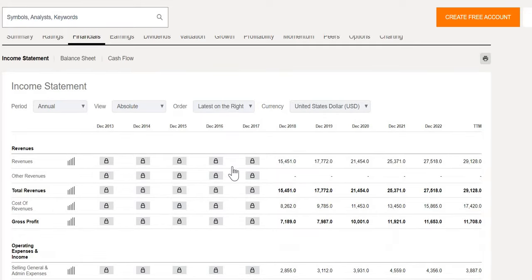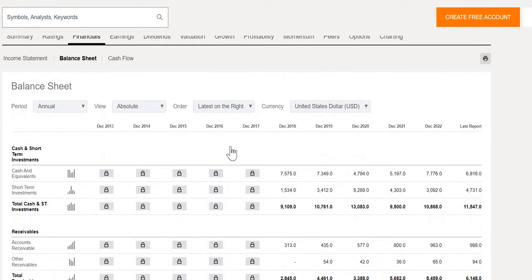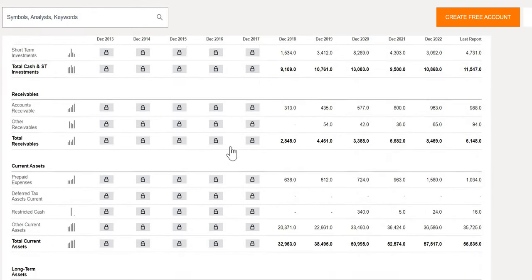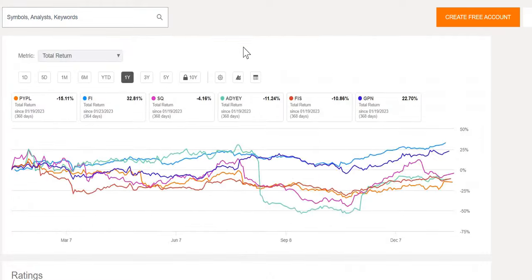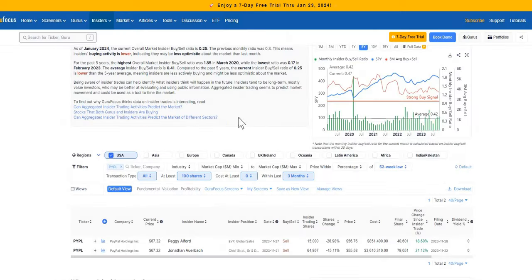As always, based on their latest earnings, we're going to look at their top line revenue growth as well as their bottom line net income. We'll see how the health of the company's balance sheet is, total cash versus total debt. We'll also see how they're performing versus some of their industry peers. We'll see what the institutions are doing. Are they buying or selling in their most recent quarter?